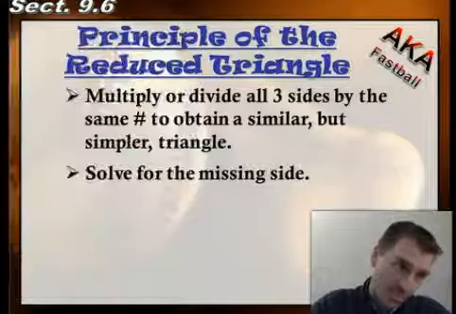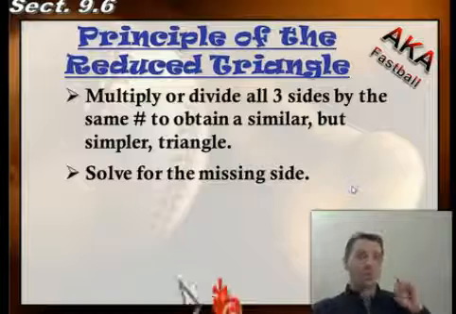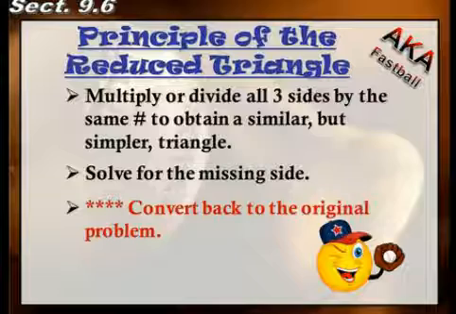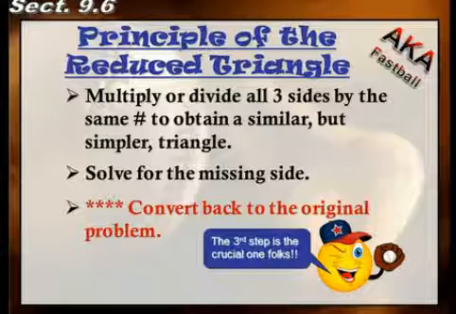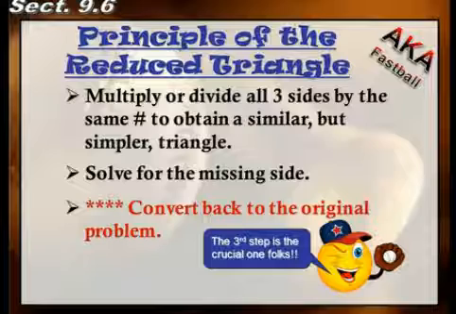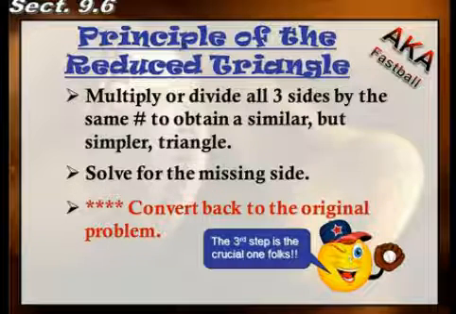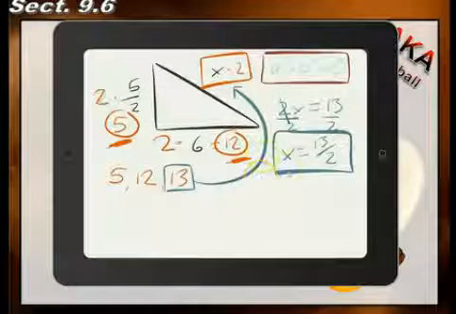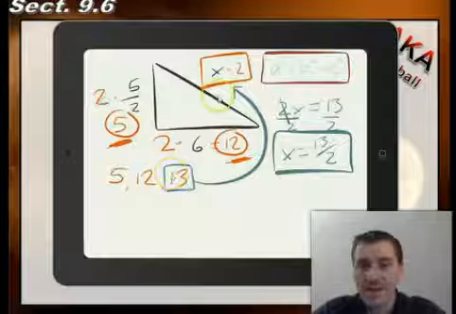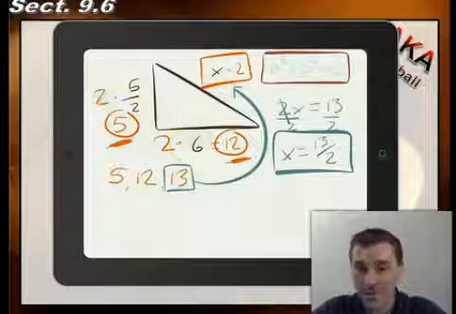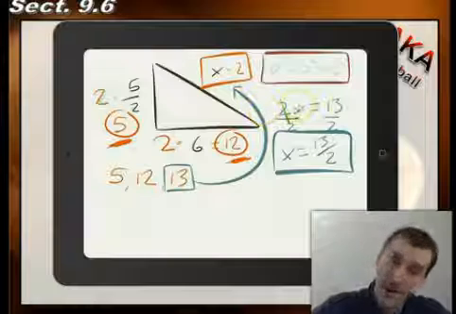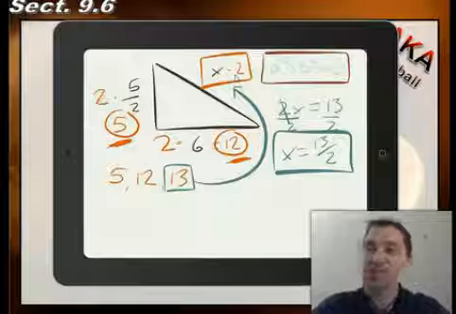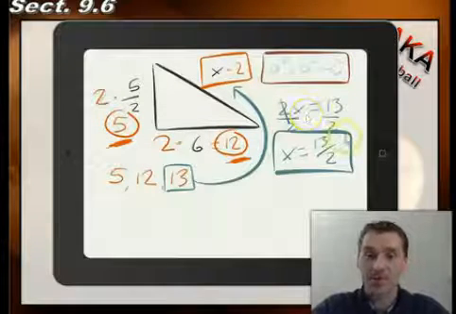That's pretty cool. And then step 3, this is the most crucial step. That's why it's starred 4 times. You have to convert back to the original problem. If you don't convert back to the original problem, of course you don't get the right answer. And that little baseball smiley face dude says the third step is a crucial one, as I just told you. So we have to make sure we convert back. What's that mean? Well, when I got the third side to be 13, that's not the final answer. Since I multiplied everything by 2, I then convert back by dividing by 2, and that's 13 over 2.